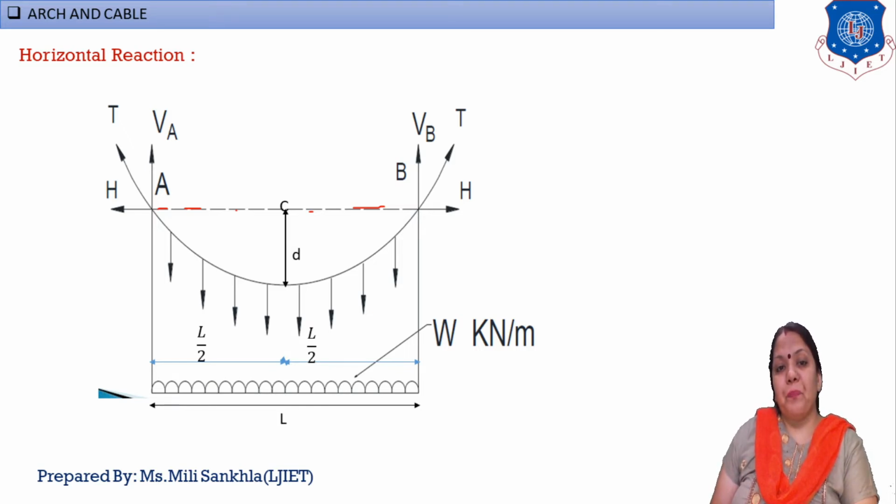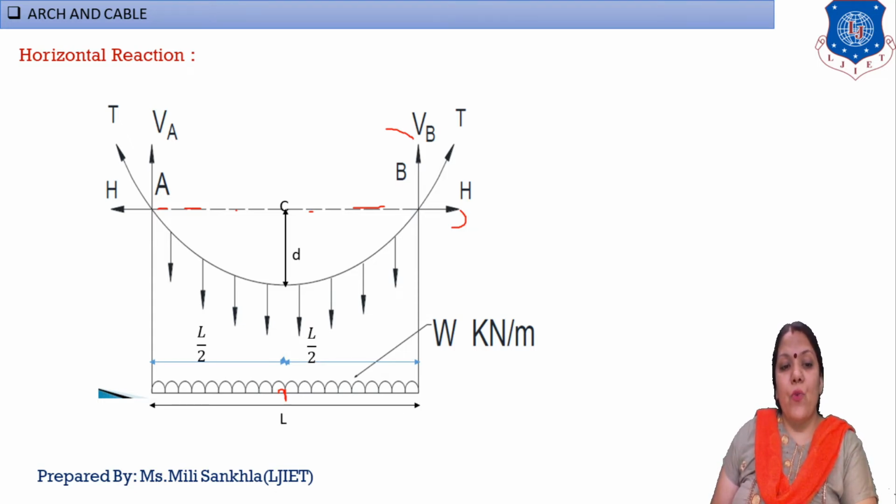Taking moment about point B, the support reaction VB rotates anti-clockwise, so VB into distance L by 2. The horizontal force H rotates clockwise, and with depth D it is H into D. The UDL also rotates clockwise, and UDL is equal to W into L by 2, into half of this L by 2, that is L by 4.